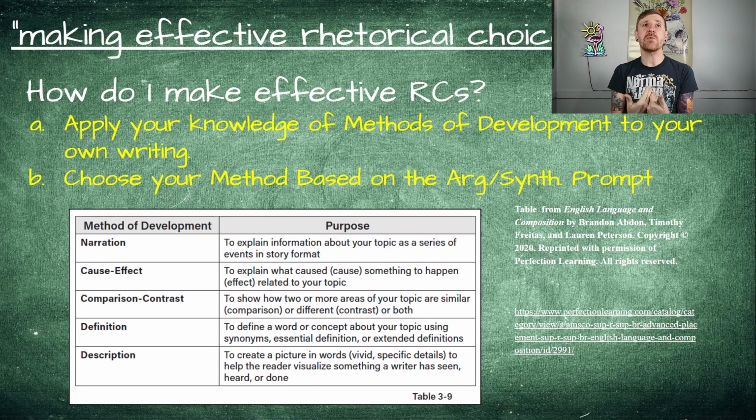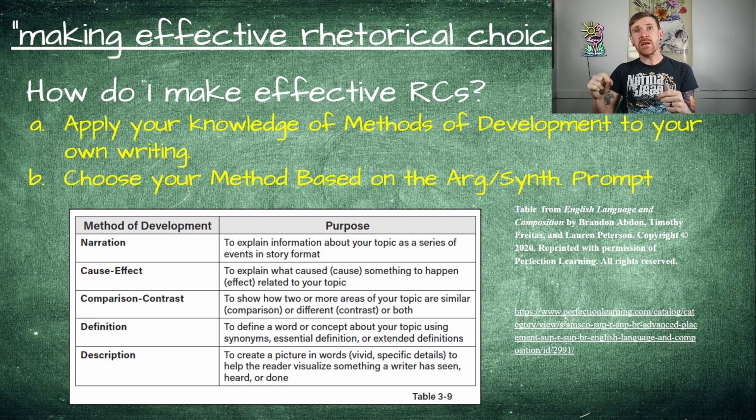What is the easiest way to make effective rhetorical choices? I'm going to tell you: knowing your methods of development. Now, depending on who you talk to, there are up to 9 methods of development. You're going to notice that there are 5 here on the screen. That comes from the book, once again, that I co-authored with Brandon Abden and Lauren Peterson through Perfection Learning. I do have permission to use this page here, right? Narration, cause and effect, compare and contrast, definition, description, and there are other ones like exemplification, classification and division, and so forth, right? One of the ways that you can make your writing more sophisticated is to apply your knowledge of these methods of development to your own writing.